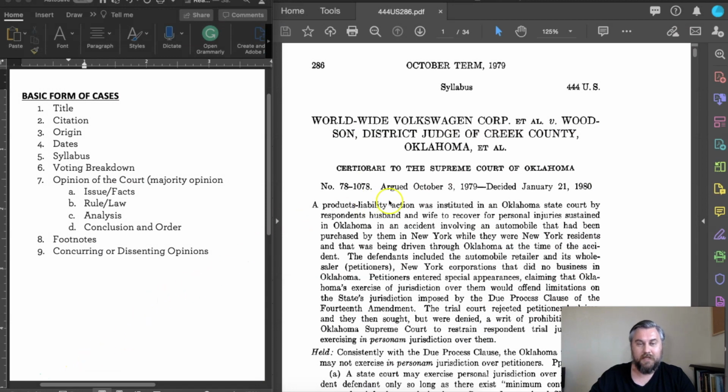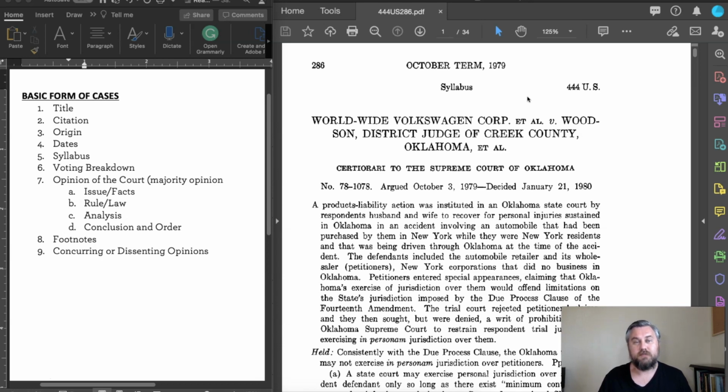So the first thing I want to talk about is the basic form of a case. Now, let me first just point out that there are a number of different sources for looking at cases. The one that I have in front of me right now is the official Supreme Court reporter, a PDF that's been extracted from that. Technically, if you want to look at what an actual case says, to ensure that there are no typographical errors and to make sure that you're getting the exact citations correct, you want to look at the actual official reporter.